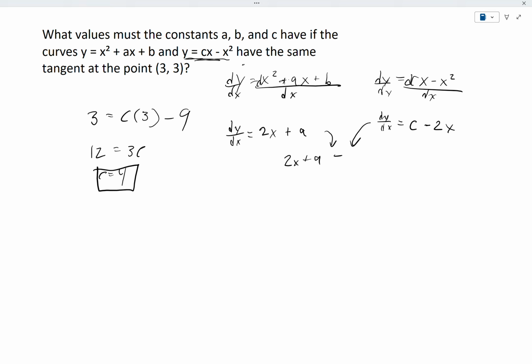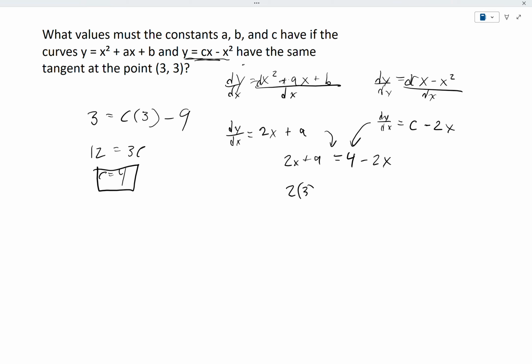So 2x plus a is going to be equal to c minus 2x. And as we know, c we found out was equal to 4. So I can plug in a 4 for c right here. And now my goal is to solve for a. However, I can't really solve for a because I don't know what x is. But we do know what x is. x is going to be 3. That is the x-coordinate for the point at which both of these curves have the same tangent. So I'm going to plug in 3 for every x, and then I can solve for a.